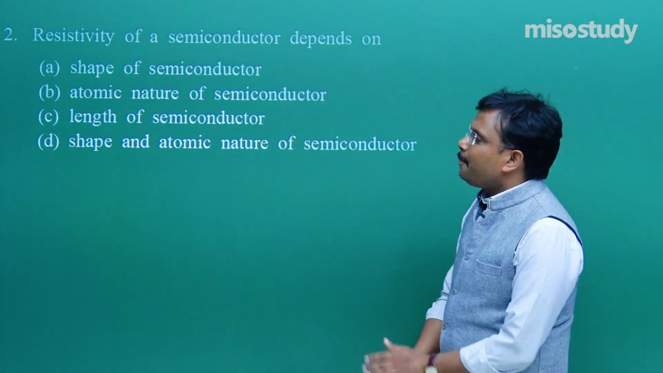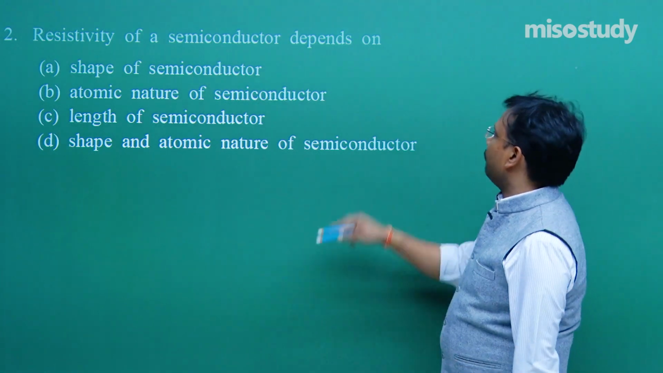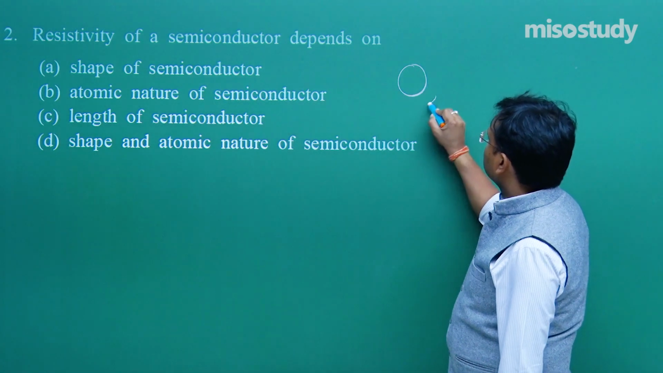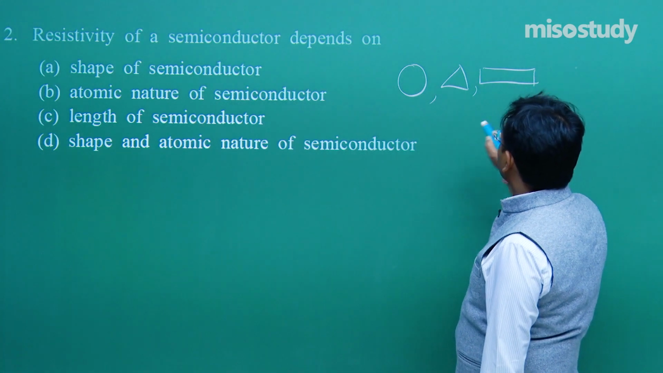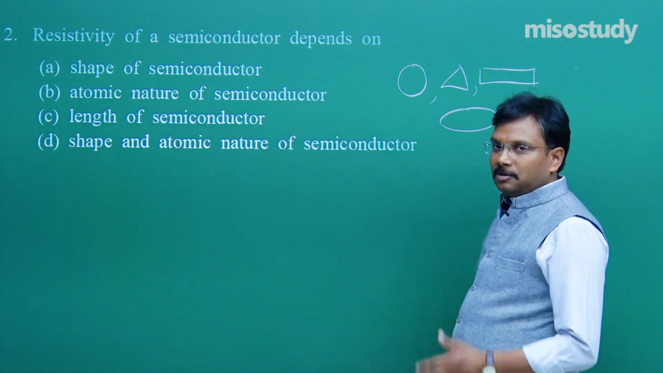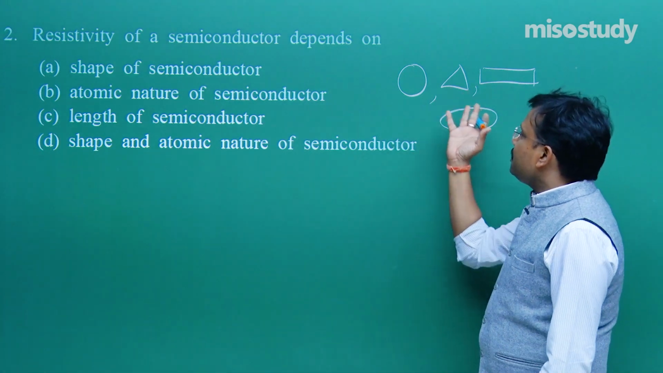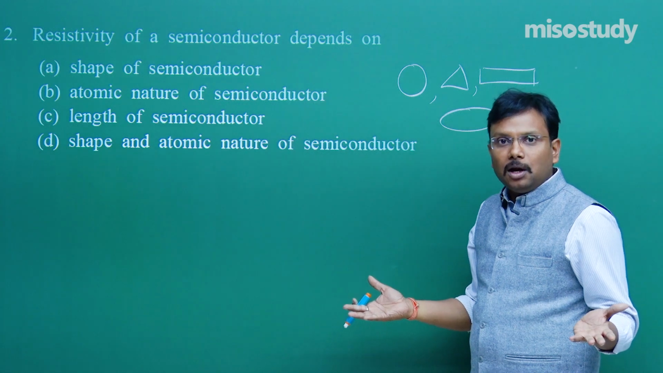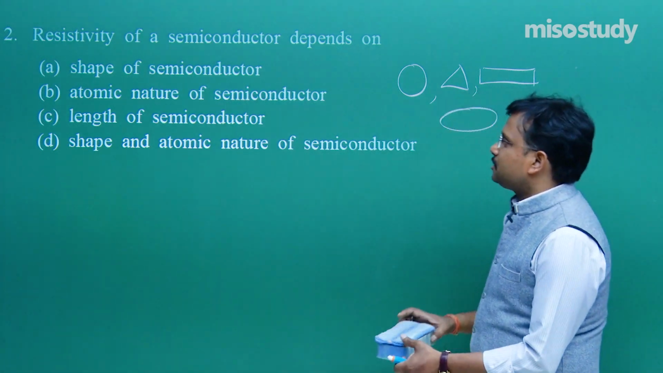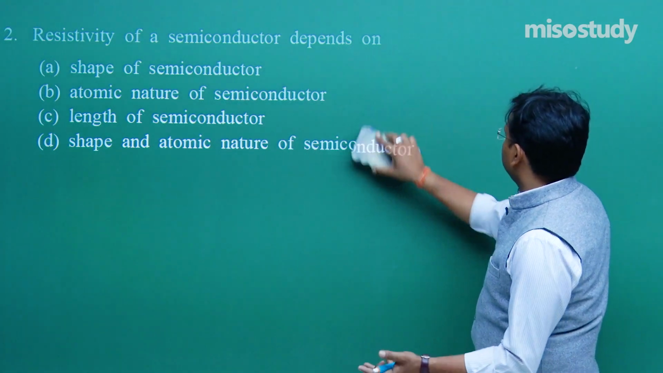First is the shape of the semiconductor. Shape means circular, triangular, rectangular, elliptical. Is it like that? Are these aspects important for the resistivity? No, not at all. So it means the first option, shape, is meaningless. It's not correct.